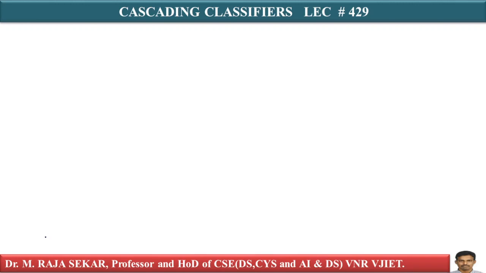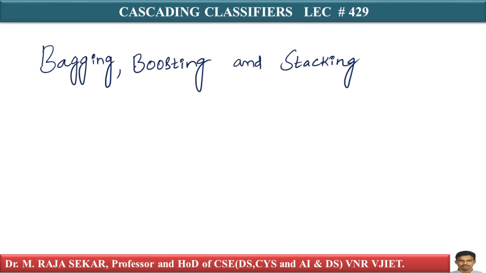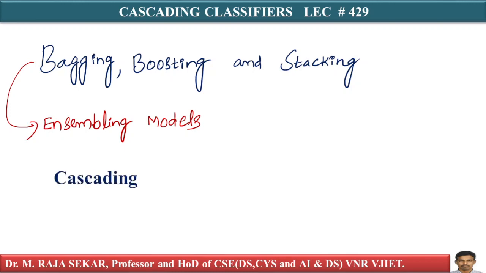Since we have seen bagging, boosting and stacking, these are three very popular strategies for combining or ensembling models. The fourth such very popular method is called cascading. To explain cascading, let me take a simple example.